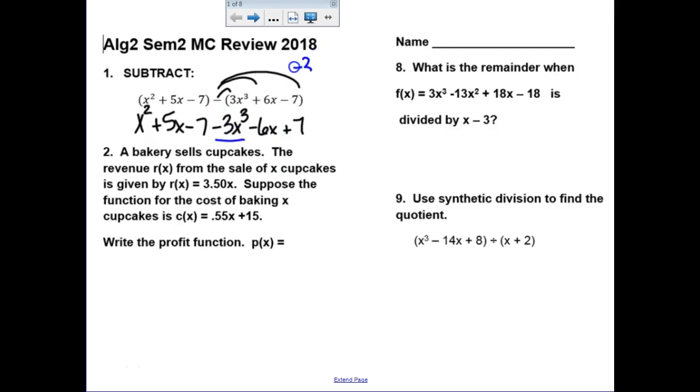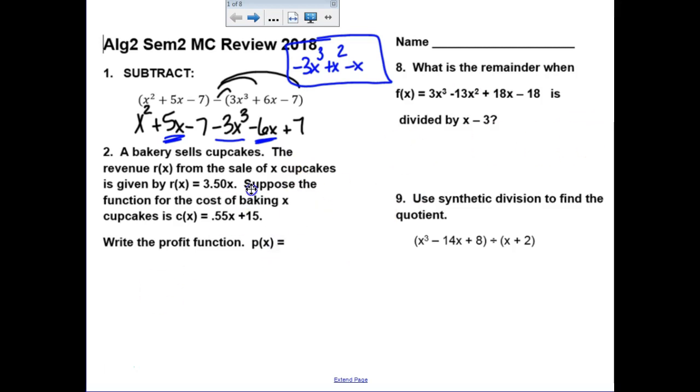So negative 3x to the third will come first, and then there's plus x squared. You're going to need to combine 5x and negative 6x, so that's minus 1x, and then plus 7 minus 7 will cancel. So there's our answer there, and please do be careful on multiple choice questions like that. Very easy to mess up, and all the answers are designed to trick you, basically.